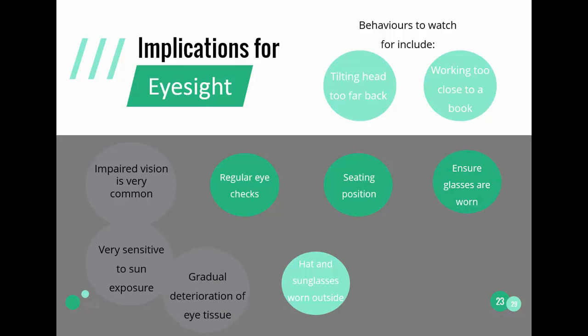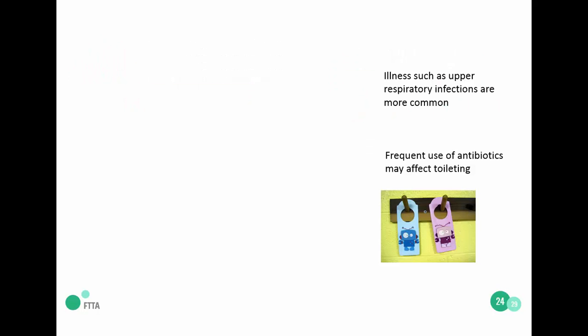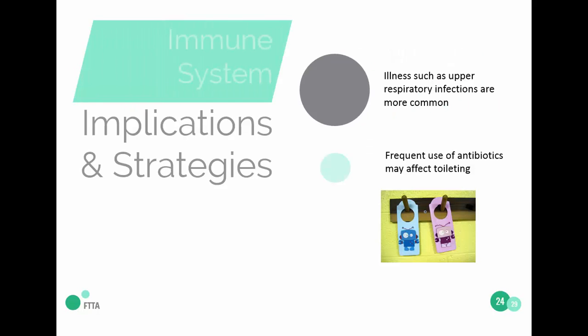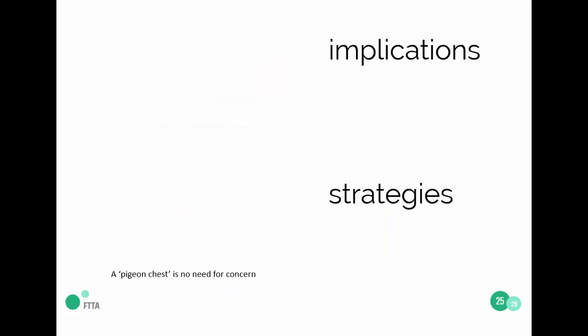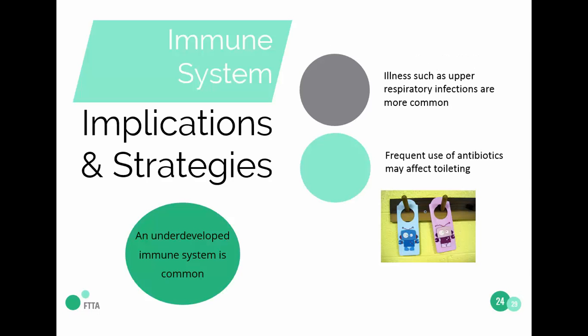There can be issues with the gradual deterioration of eye tissue. Okay, the immune system, which is what fights off diseases and bad bugs and things like that. Let's go back one. An underdeveloped immune system is common, so that means that their body isn't as strong as most people would be as far as fighting off bacteria and colds and flus and things like that. So it might take them a lot longer to get over the flu.